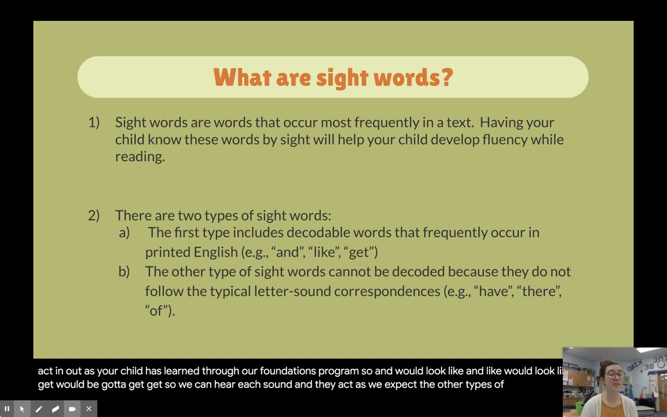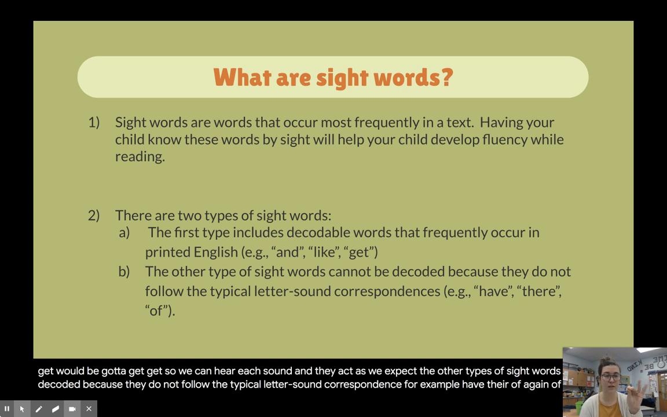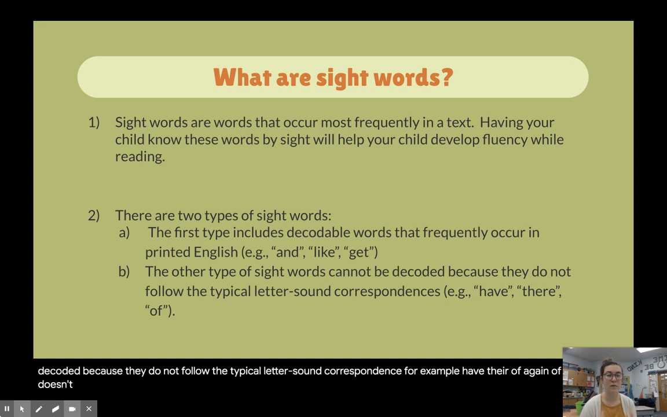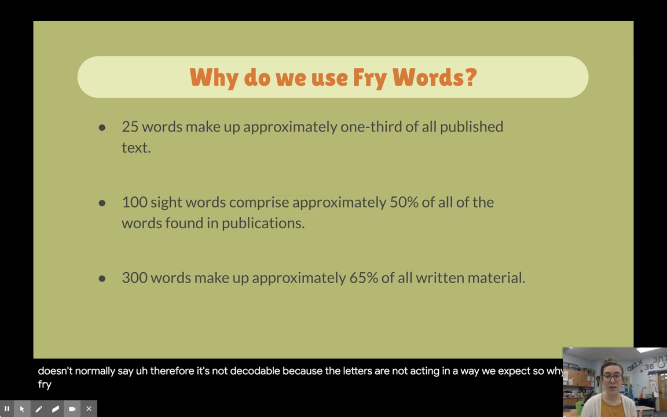The other type of sight words cannot be decoded because they do not follow the typical letter-sound correspondence. For example, have, their, of. Again, of. We know O doesn't normally say v, therefore it's not decodable because the letters are not acting in a way we expect. So why do we use Fry words?